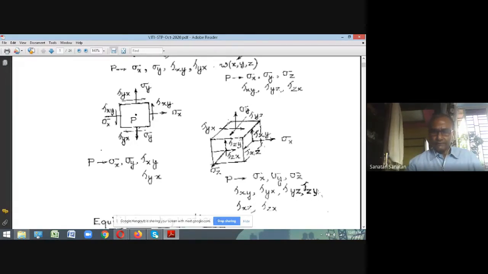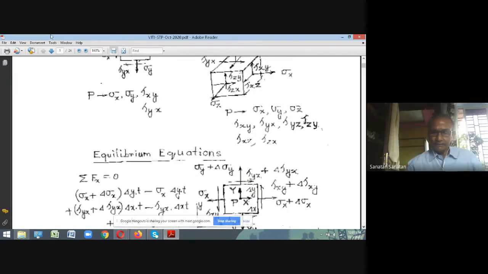So you have all these stresses, and if you consider the negative faces, again you will have 3 components on each of the faces. Finally, the total stresses are sigma x, sigma y, sigma z, tau xy, which is the same as tau yx, tau yz, which is the same as tau zy, and tau xz, which is the same as tau zx.